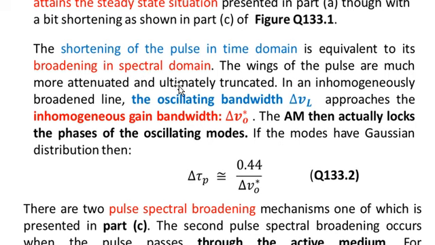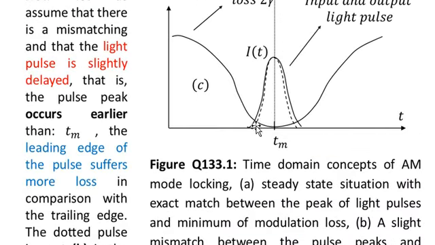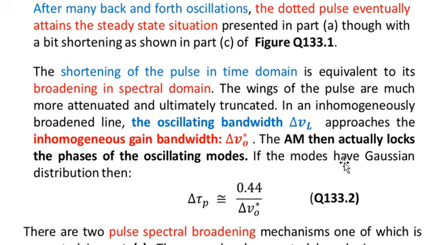The wings of the pulse are much more attenuated and ultimately truncated. For example, according to this figure, you can see these wings. Wings mean the points where the curve is going to join the dotted curve I am talking about. So these are the wings of the pulse. They become zero at these points very quickly, and these narrow down the pulses. The shortening of the pulse in time domain is equivalent to its broadening in spectral domain. The wings of the pulse are much more attenuated and ultimately truncated.